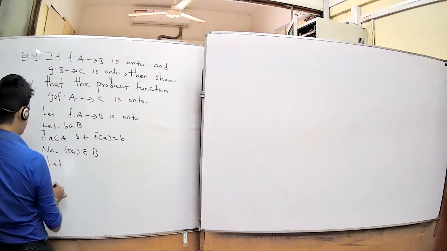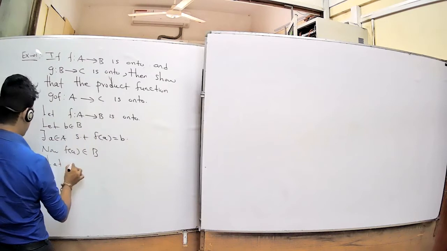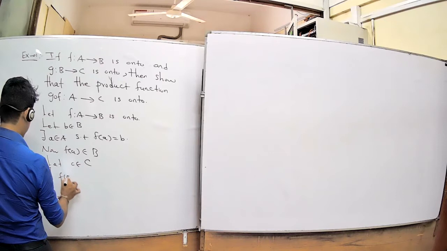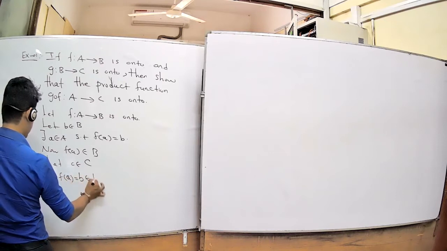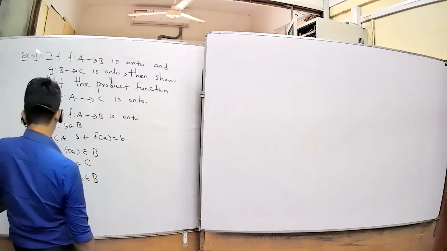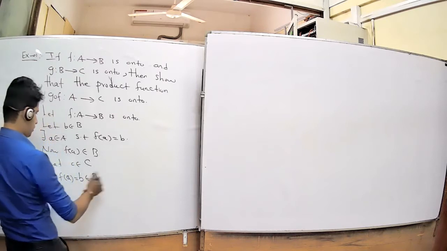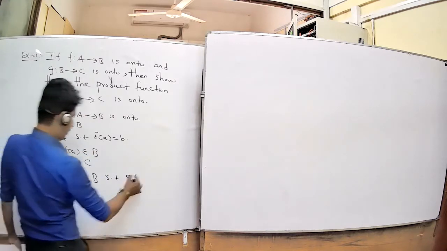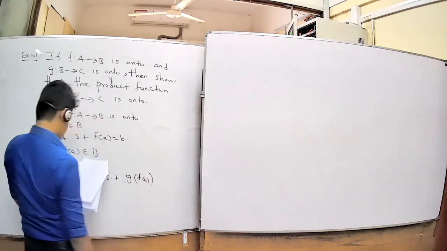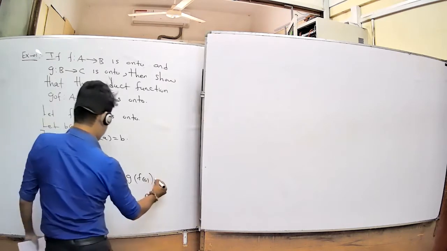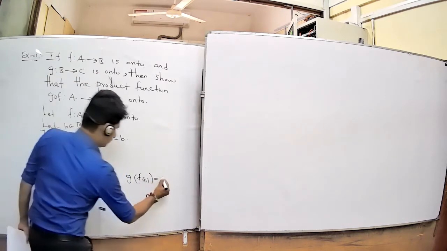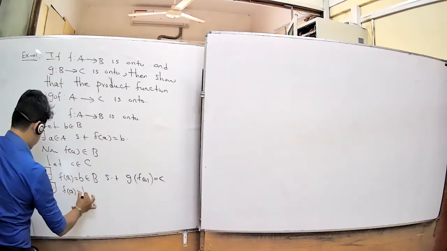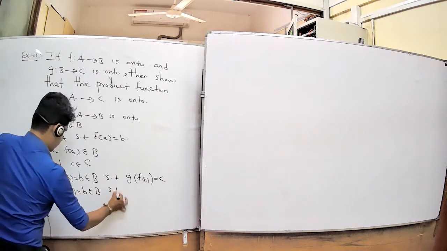Let's suppose you take one of the elements from here. Let c belong to capital C. Your f of a equals b, where b belongs to B. You put f of a equal to b, such that g of this element f of a, g of f of a, gives c belonging to C.